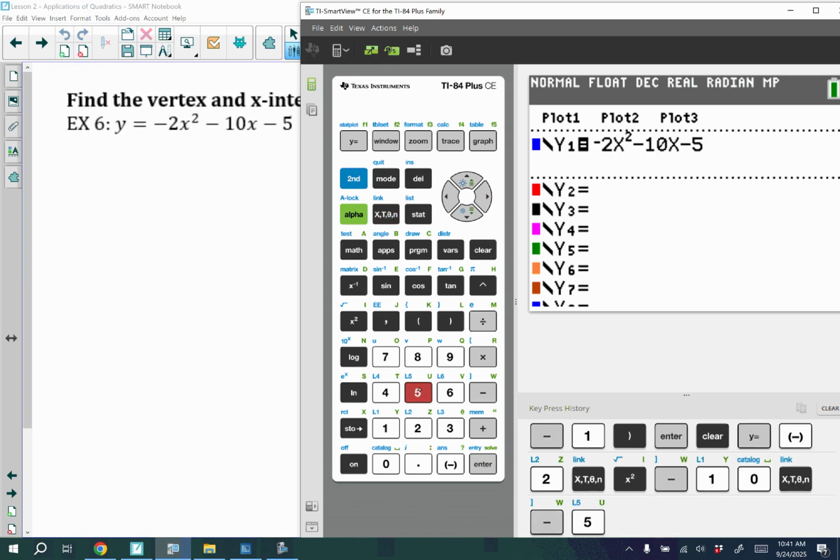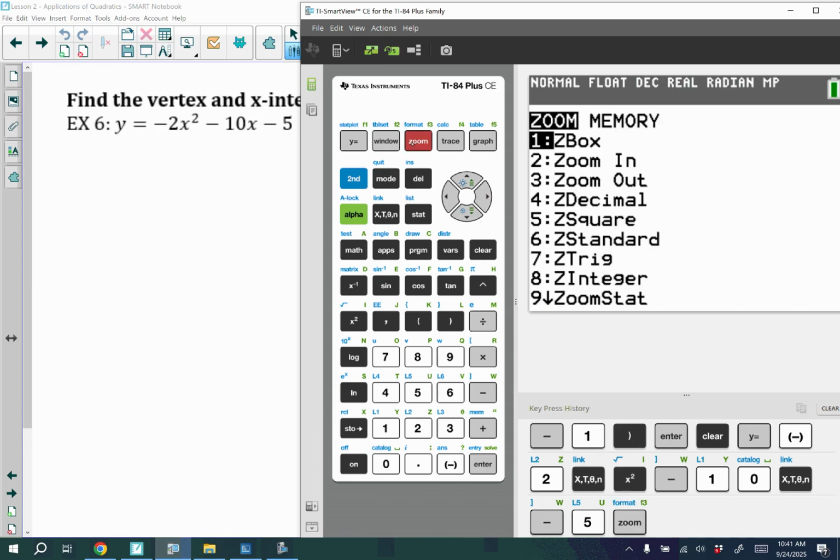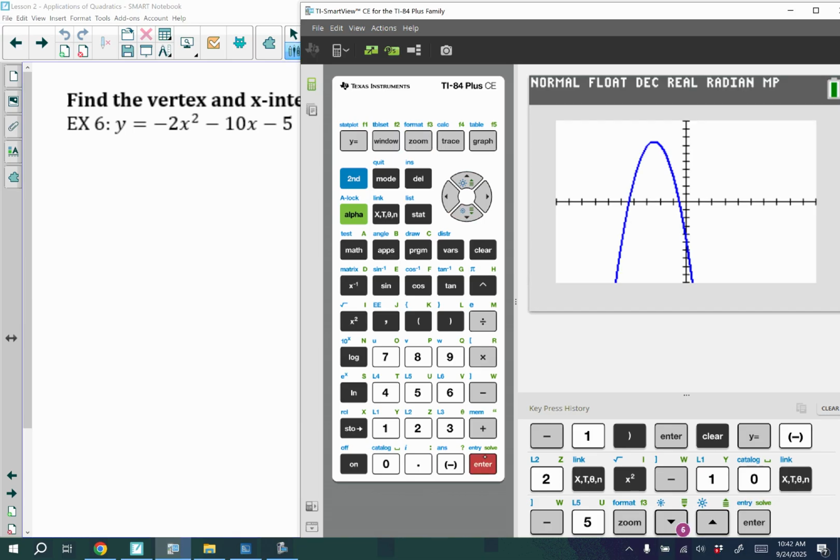Now, we need to check to see if our graph is in that standard window of negative 10 to positive 10 on both the x and y axes. I'm going to press zoom. Remember, zoom is at the very top here. And I'm going to go down to number 6 where it says ZStandard. This is going to graph our function on that negative 10 to positive 10. So there we go. We got that.